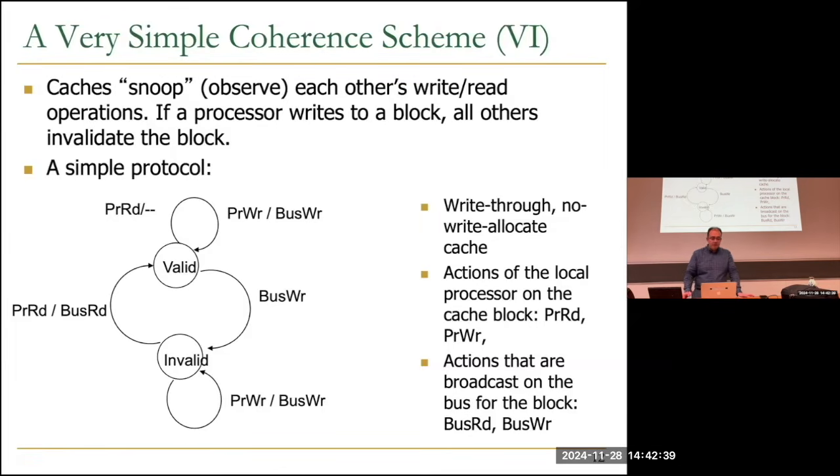You don't allocate writes. Of course, if you have your data, you read your data and you put it in the cache, and then you have a write, so you have a write hit. So you just update your cache and also update the memory because it's write through. But if you don't have the data and you encounter a write miss, you don't allocate that in your cache. Clear? And there are two types of actions here, actions of the local processor and the cache block, processor read and processor write, and actions that are broadcast on the bus for the block, bus read and bus write.